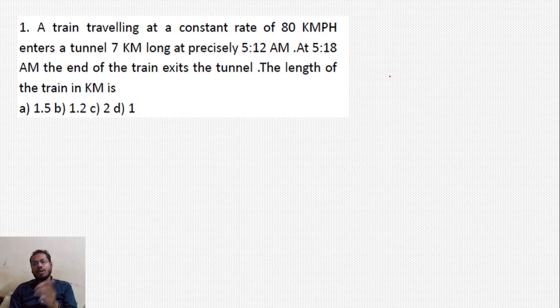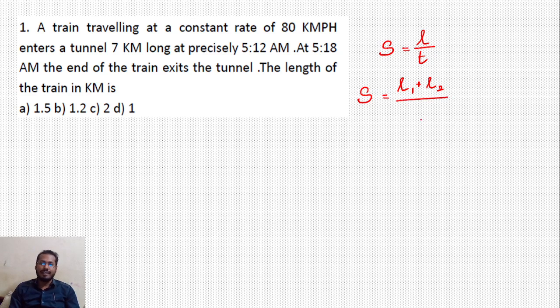If a train is crossing a tunnel, the train has a speed, the tunnel does not have a speed. So I take speed is equal to L by T or D by T. Here distance is not needed, we take length. The train has a speed, the tunnel does not have speed, so leave it. The train has length, the tunnel also has length. So let's take L1, L2. Always you need to put plus here, over T. This is the exact formula.